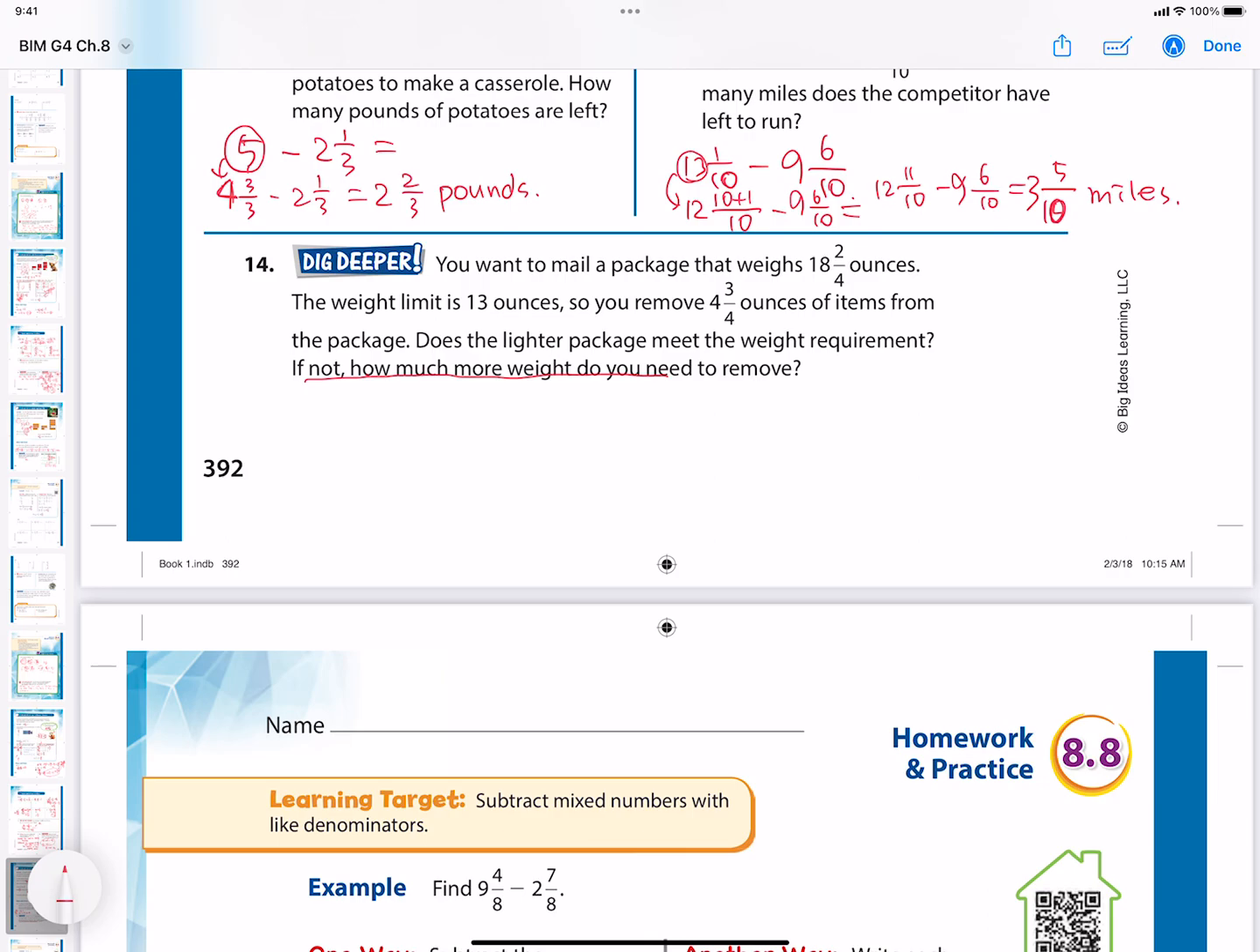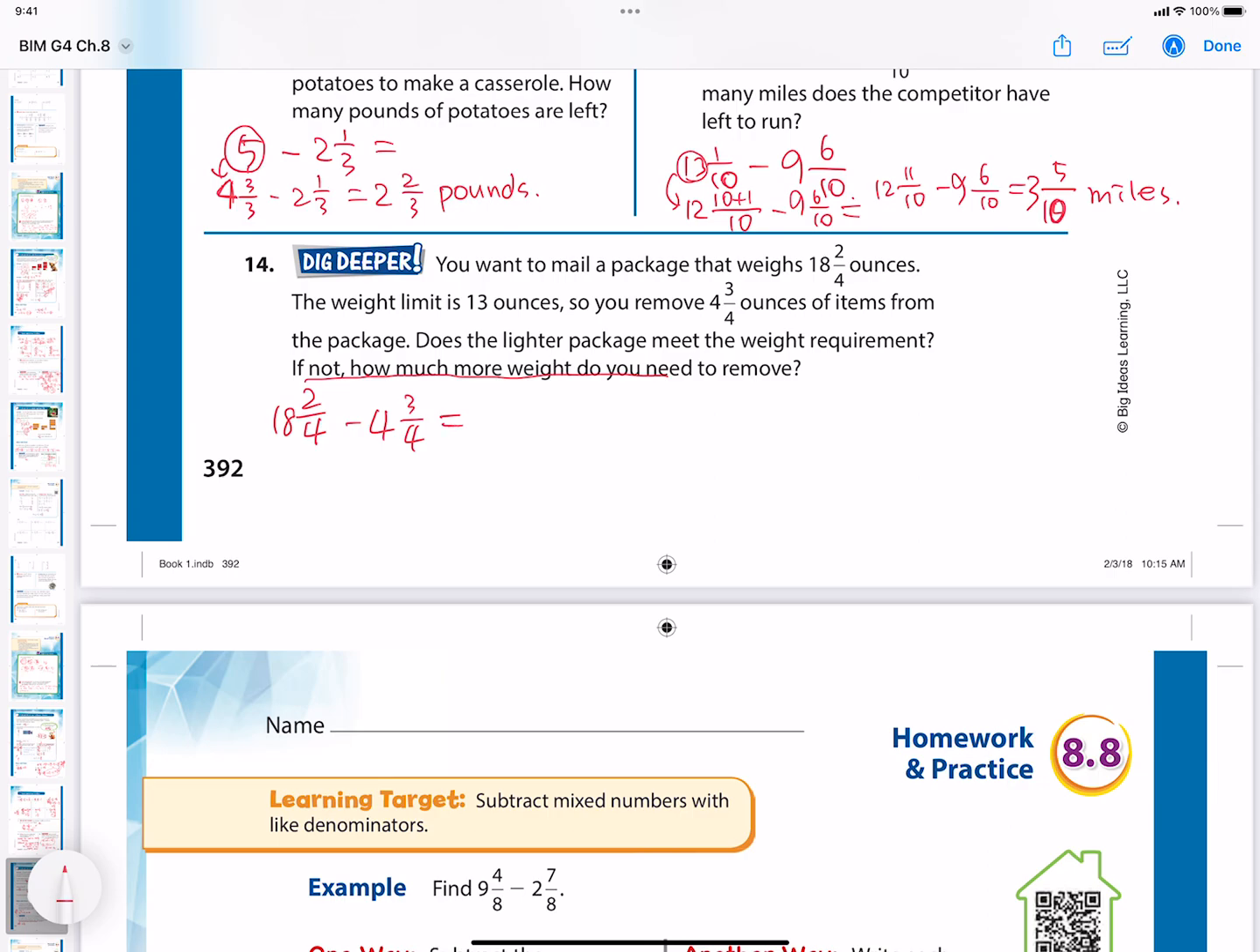All right, so let's go ahead. You want to mail the package that weighs 18 2/4 ounces. And then the limit was 13 ounces, so you remove 4 3/4 ounces of items from the package. Okay, let's take a look. Now what ounces do you have left.